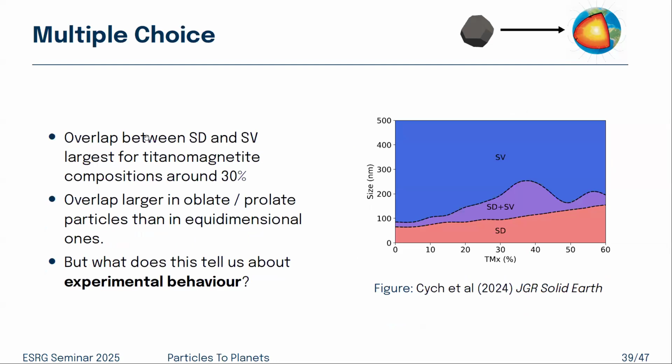So okay, what do I find when I do this as a function of shape and composition? Well, just like for the single domain behavior, I find that this single domain and single vortex region, which is a proxy for this poorly behaved stuff, is wider for titanomagnetite compositions between 30 and 40%, right? Very, very similar to the behavior that we see in the single domain stuff.